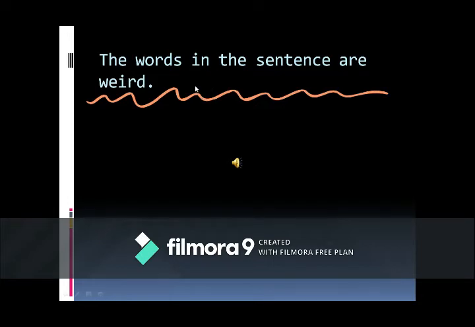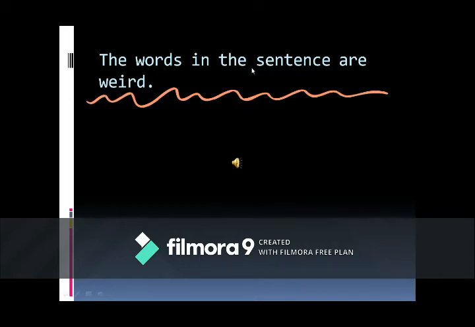Next sentence: "The words in the sentence are weird." Where is the prepositional phrase here? I will search for the preposition. Excellent, "in" is the preposition. And I told you, start with the preposition until you reach the noun or the object. So the prepositional phrase will be "in the sentence."